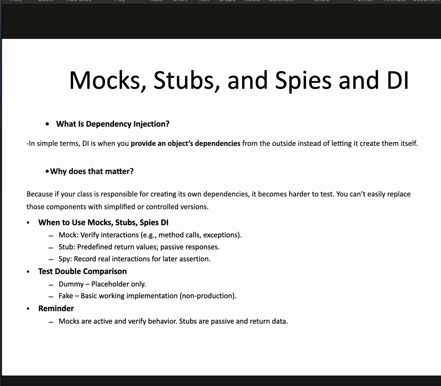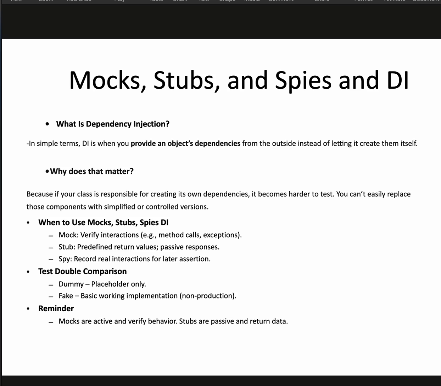Okay, let's talk mocks, stubs, spies, and DI. In simple terms, DI is dependency injection. It is when you provide an object's dependencies from the outside instead of letting it create them itself. Why does that matter? Because if your class is responsible for creating its own dependencies, it becomes harder to test. You can't easily replace those components with simplified or controlled versions.